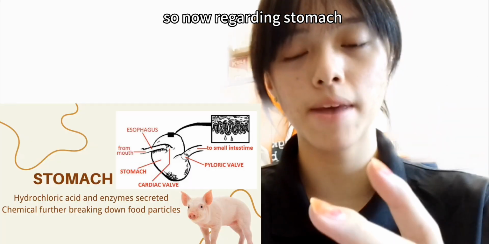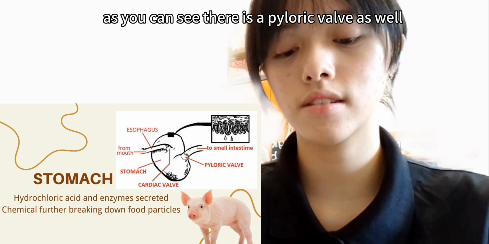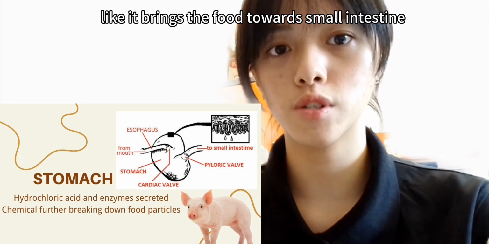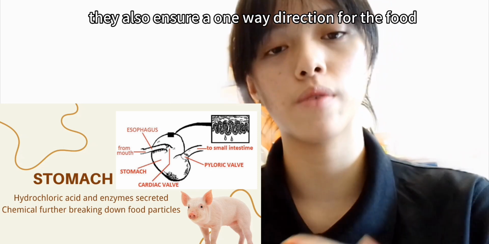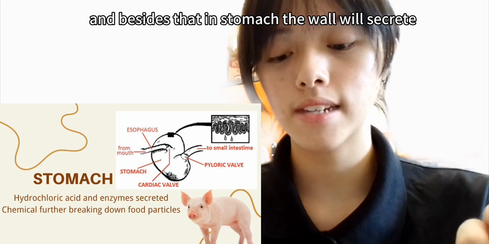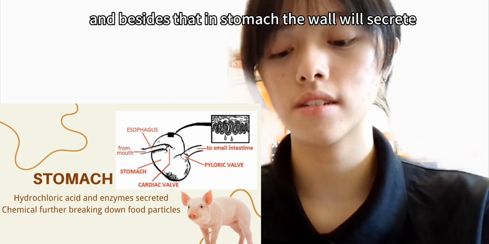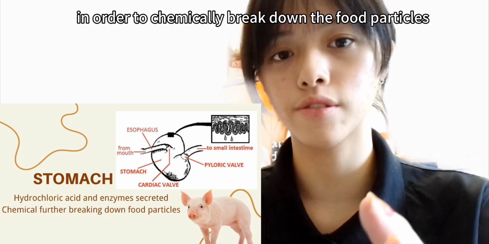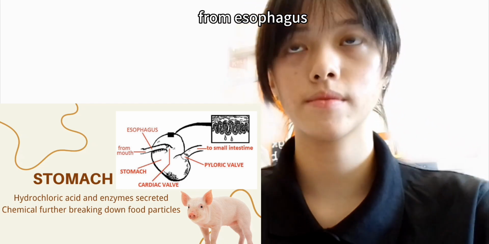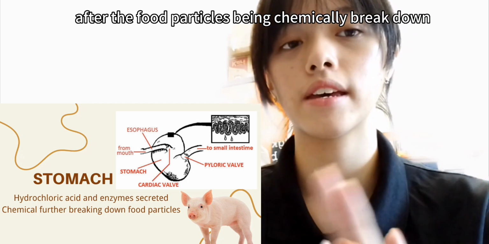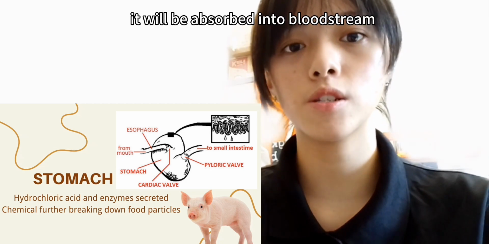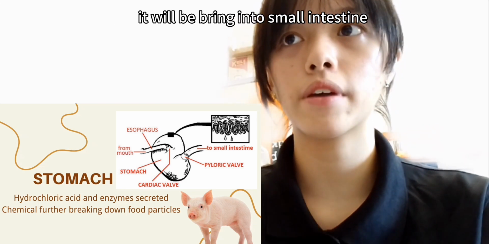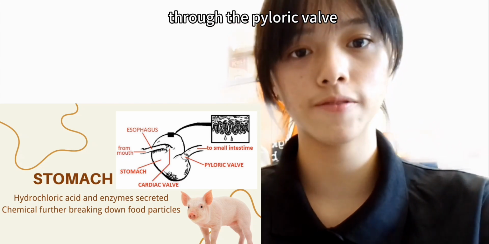Now regarding the stomach, as you can see, there is a pyloric valve as well. It brings the food towards small intestine. It also ensures one-way direction for the food. And besides that, in stomach, the wall will secrete hydrochloric acids and also different kinds of enzymes in order to chemically break down the food particles from esophagus. After the food particle is chemically broken down, it will be absorbed into bloodstream. And those undigested and unabsorbed will be brought into small intestine through the pyloric valve.